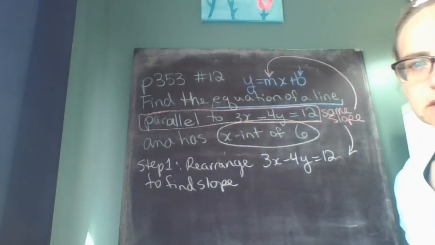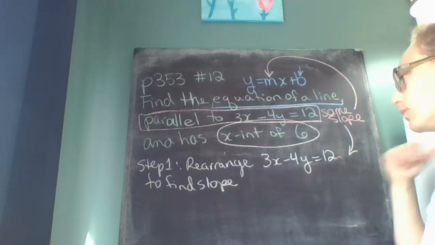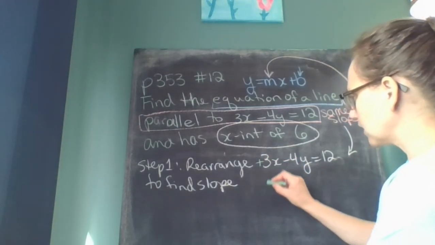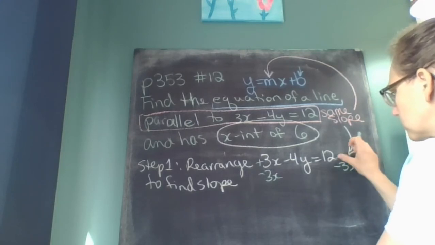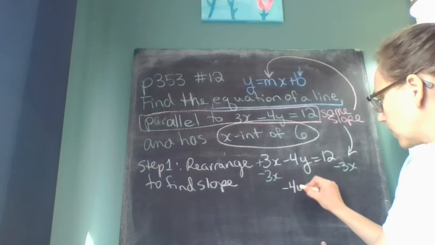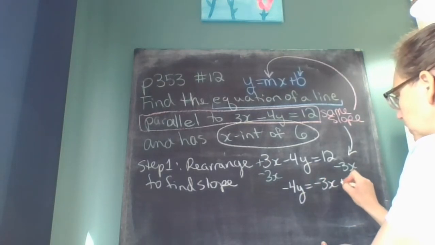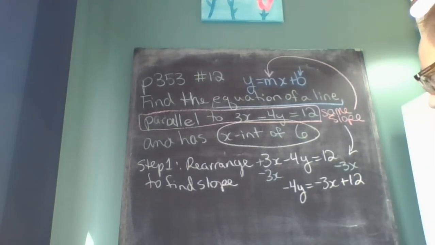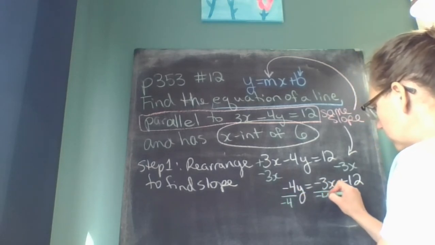Okay, we have to rearrange it to get the slope. So to do that, remember we want y by itself, so we're going to move everything else to the other side. So instead of our 3x that's plussing, we're going to minus 3x from both sides. So that leaves me with minus 4y equals negative 3x plus 12. And I'm just keeping it in my y equals mx plus b order. Divide both sides by negative 4.